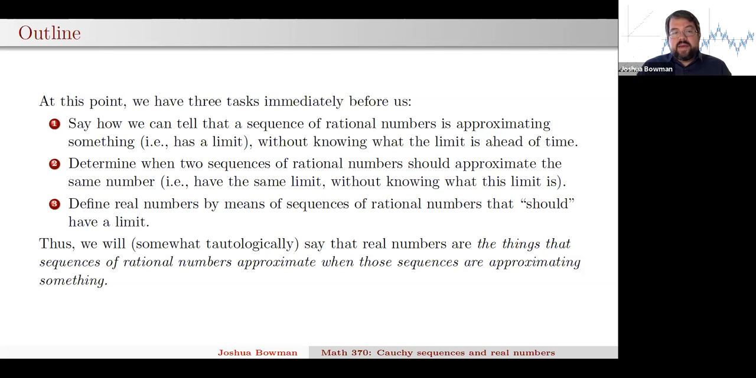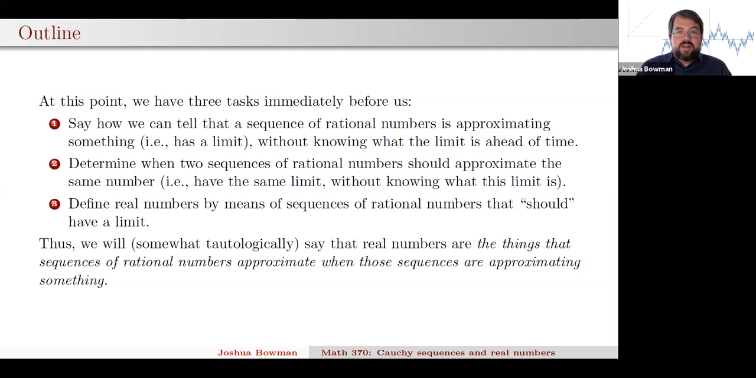And then the third step will be to define real numbers using sequences of rational numbers that should have a limit, and then to assume that if they should have the same limit, in a sense we'll see later, then they'll give us the same real number. And then what we'll do is define the real numbers to be the things that sequences of rational numbers approximate when those sequences are approximating something.